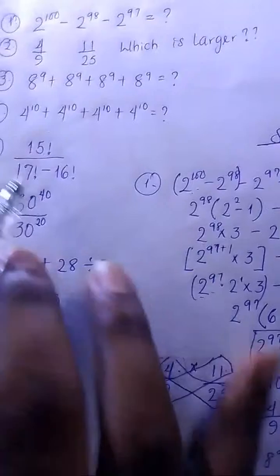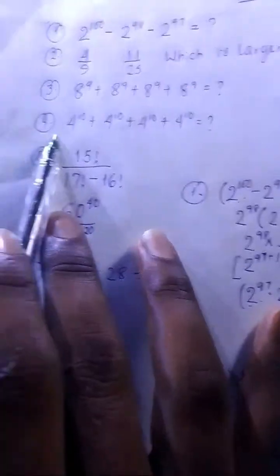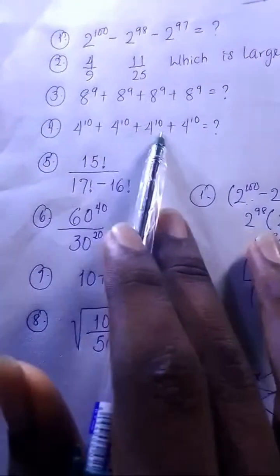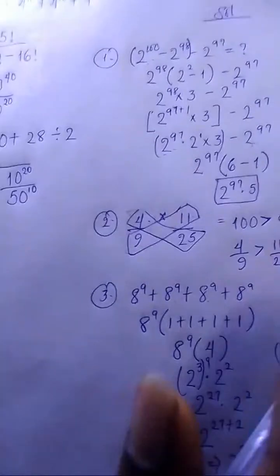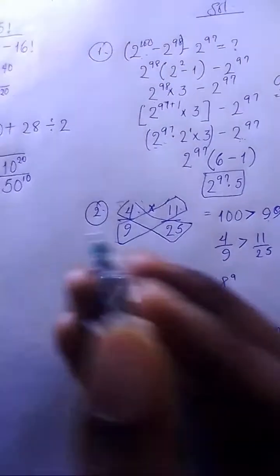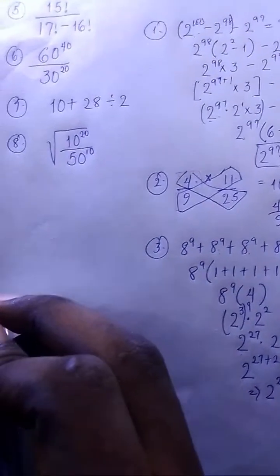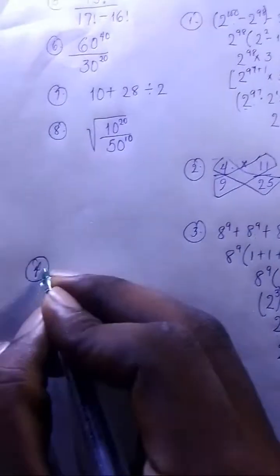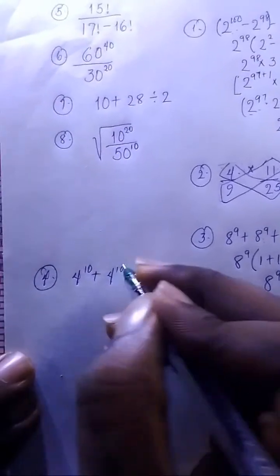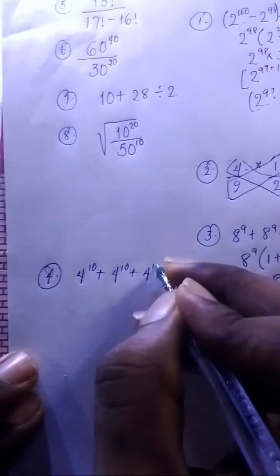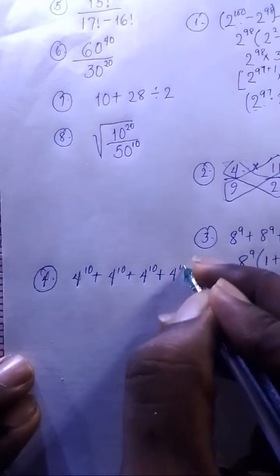So the next question, which is number 4, is this one: 4 raised to the power of 10 plus 4 raised to the power of 10 plus 4 raised to the power of 10 plus 4 raised to the power of 10. Now let's solve this here.